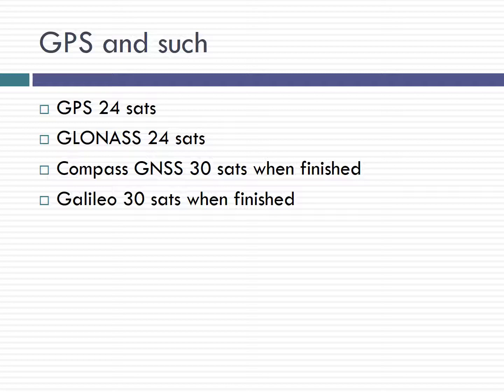Our system of GPS here in the US has 24 satellites. The Russian system, GLONASS, has 24. There's a system called COMPASS that they're constructing. They've probably finished it by now. It has 30. All these systems are really GNSSs, which stands for Global Navigation Satellite System. Galileo is another one. I can't remember which, Galileo or COMPASS, one of the two is a European Union project.